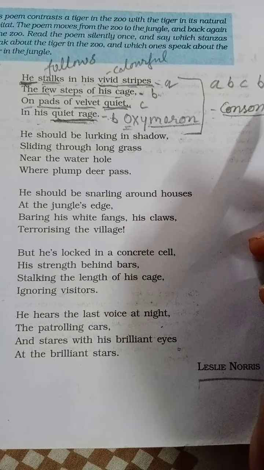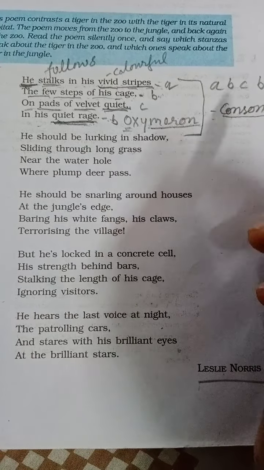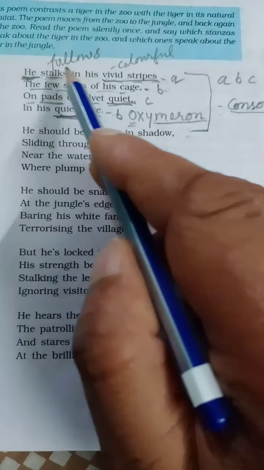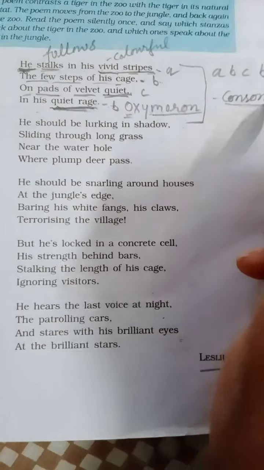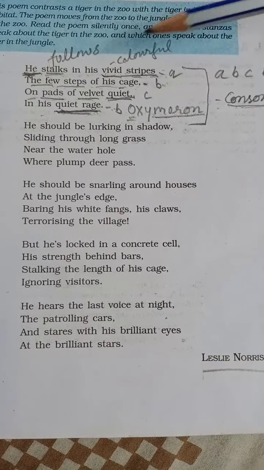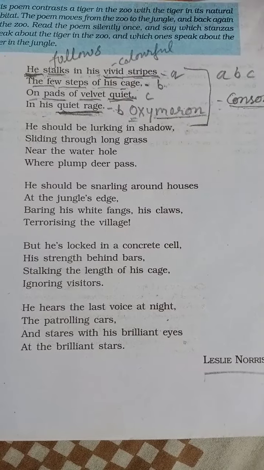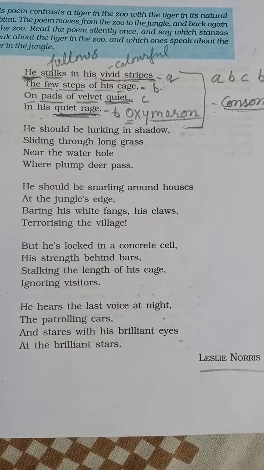which means the consonant sound that is prominent. It can be in the initial position, it can be in the middle position, it can be at the end. For example, in the first stanza, if we talk about consonance, there is this s sound. Here it is S, here it is S, here it is S. It is an example of consonance.